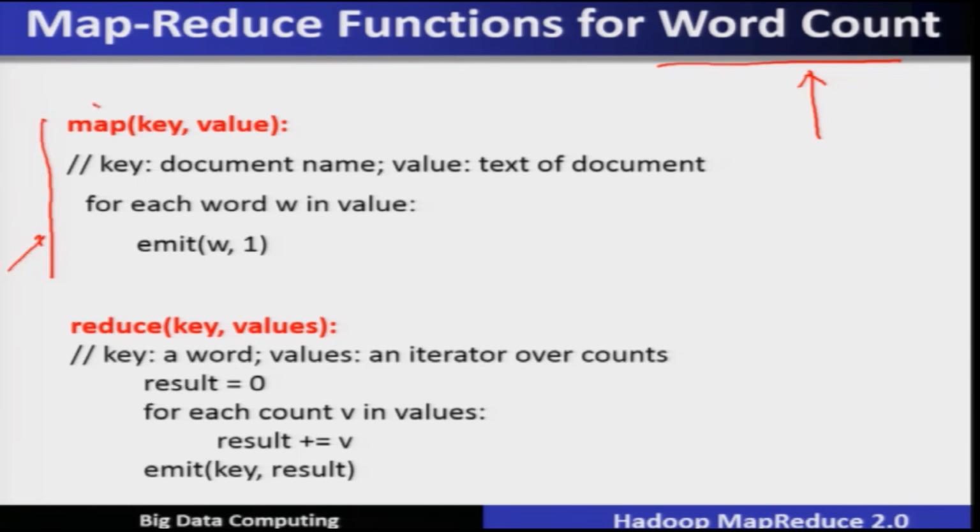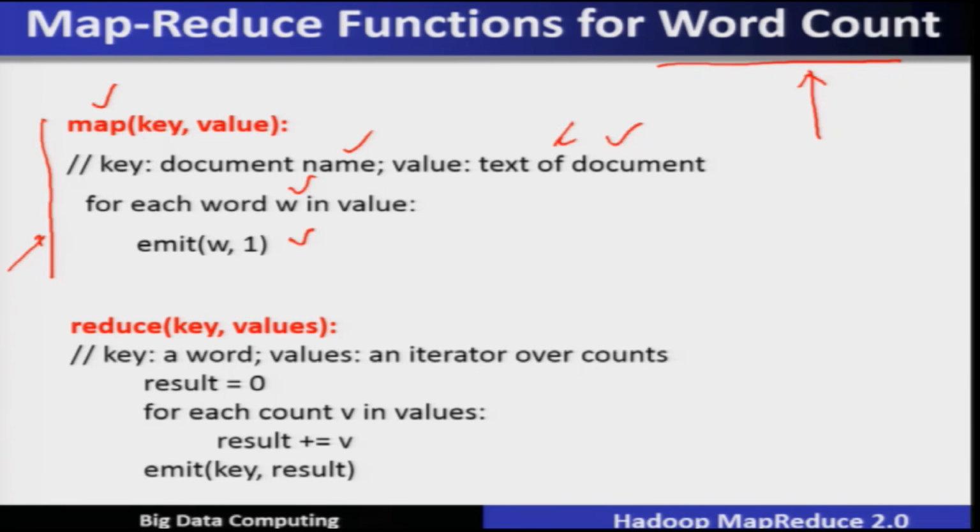The pseudocode has to specify the map function with the key and value, where the key in the word count example is the name of the document, and the value is the text of the document which is retrieved and given to this map function. So, for each word appearing in the value, the map will emit that particular word and 1.